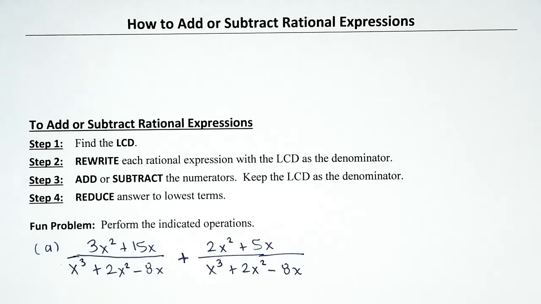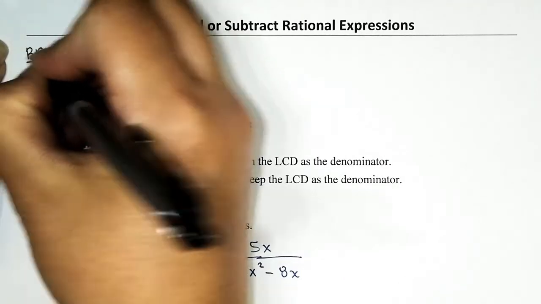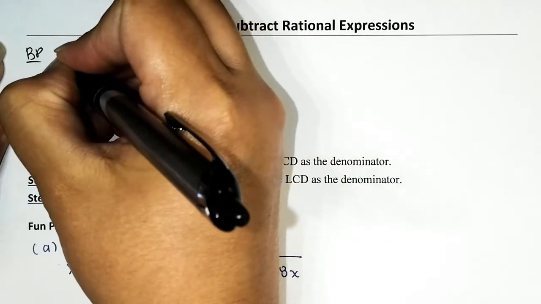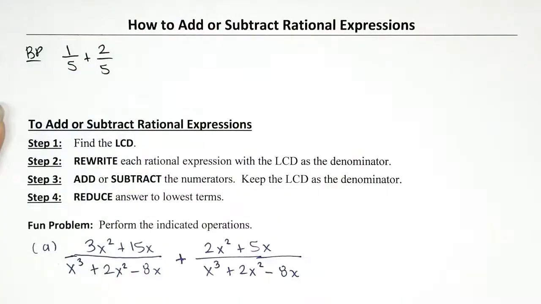Guys, welcome back. So today we are gonna focus our energy on how to add and subtract rational expressions. But before we do that, let's go ahead and do something from back in the days, from our preschool days. Suppose I asked you to quickly add 1/5 and 2/5. So the question is, how do we add or subtract fractions?